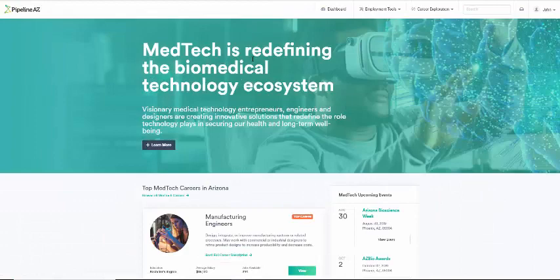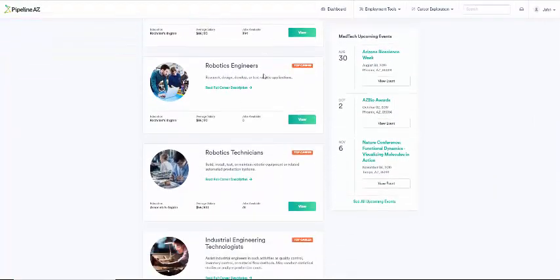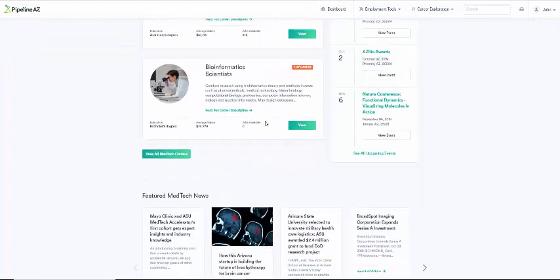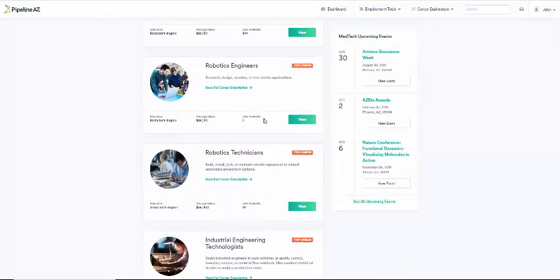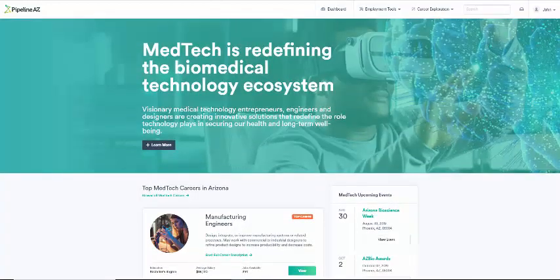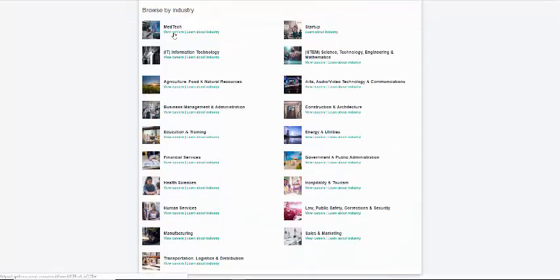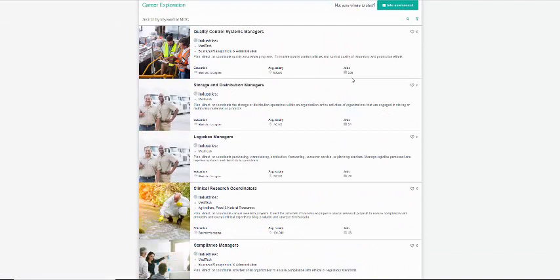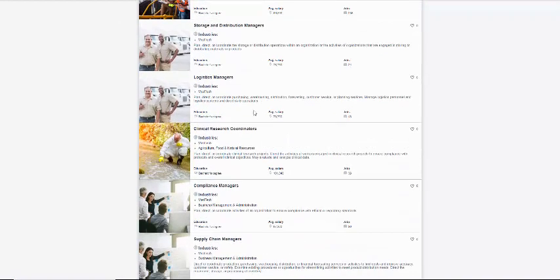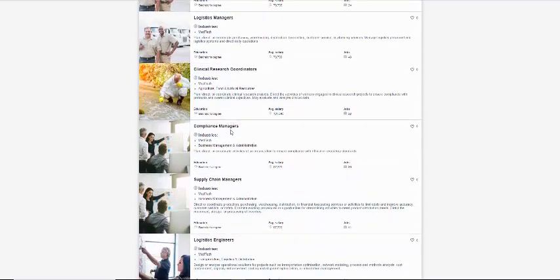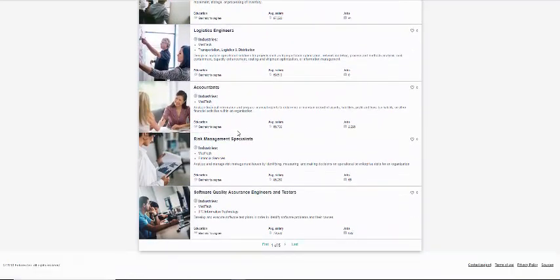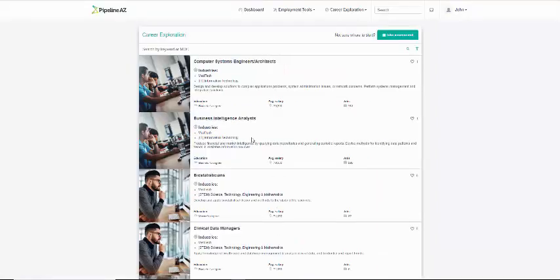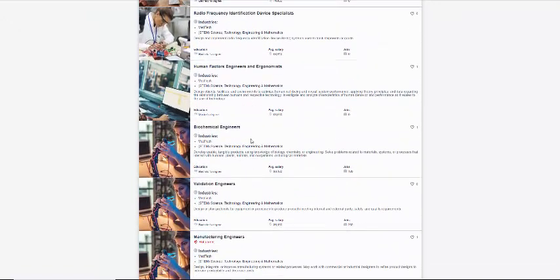So first of all, we're going to learn about the industry. It tells us a little bit about MedTech, tells us what may be some areas in MedTech that are areas of interest, and you can read about them. Let's go back. And then in MedTech, that's view careers. So here are the careers in MedTech. We have quality control systems managers. We have storage and distribution managers, logistic managers, clinical research coordinators, compliance managers. It goes on and on. And you can see that there's one of 5 pages. So you can go to the next page, look at more MedTech related careers.